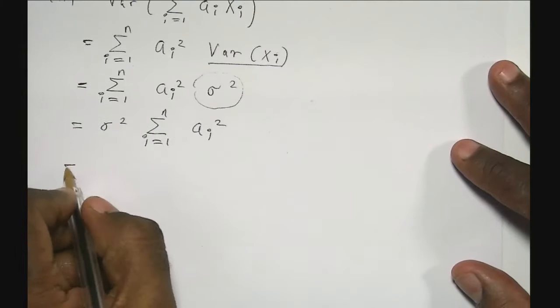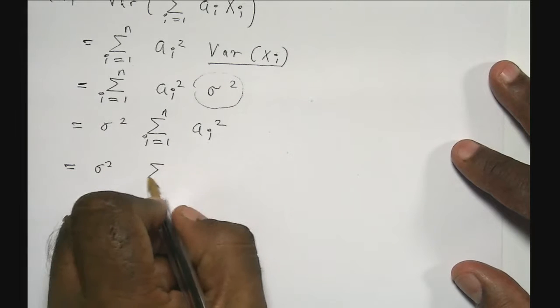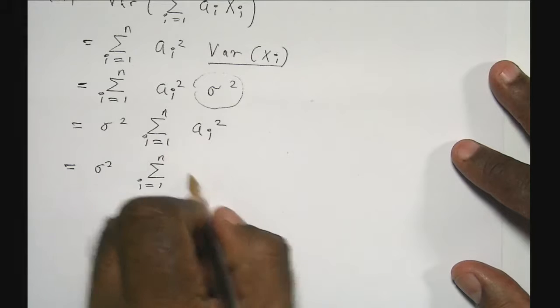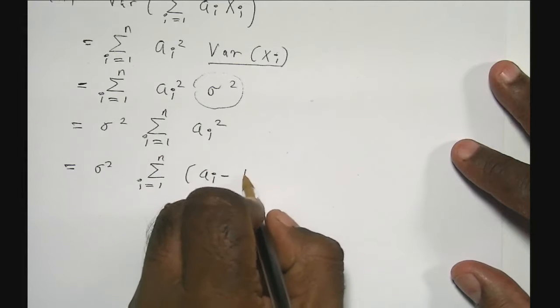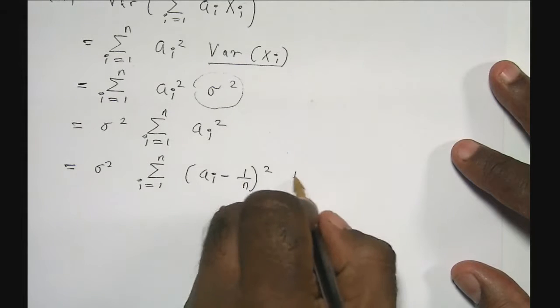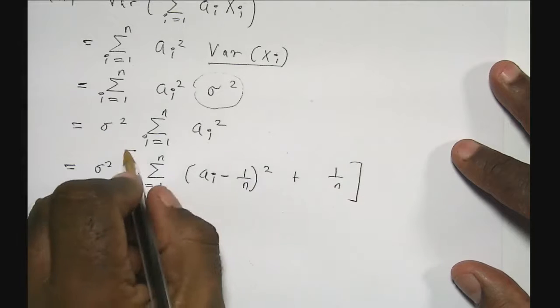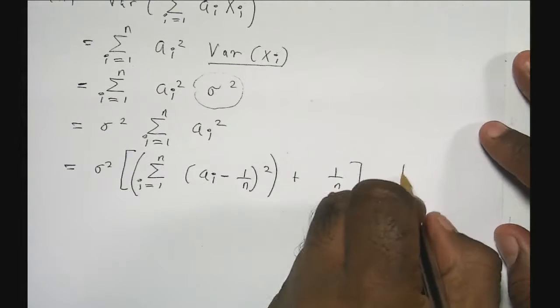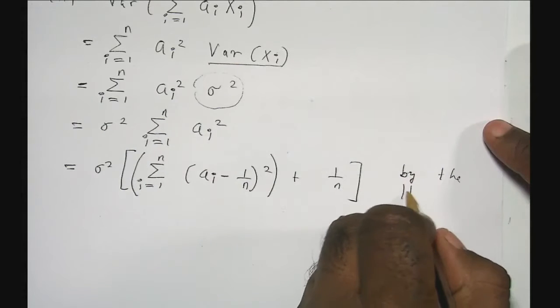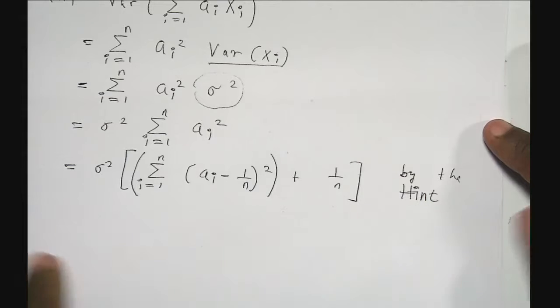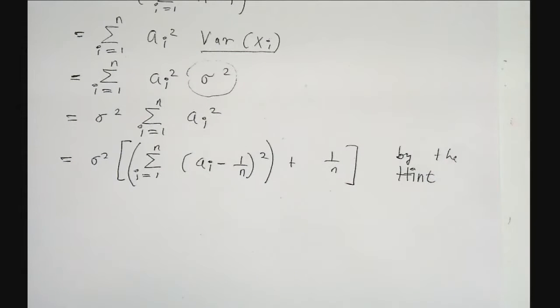Right, now in the next step, I'm going to use the hint. You should look at the question, guys, in front of you. If you look at the question, it gives you a hint. I know you are supposed to prove the hint, but I don't have the time to prove it today, so just assume the hint, without proving it, okay? By the hint, you can write the sum of ai squared in this form.